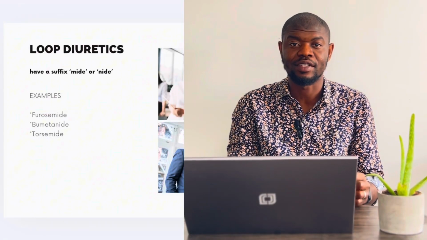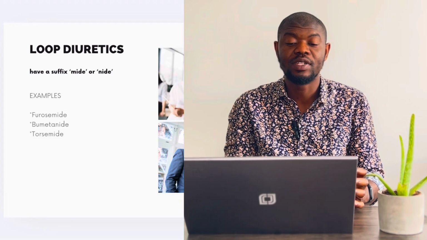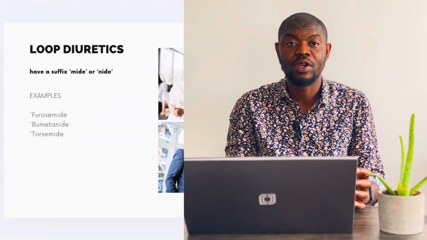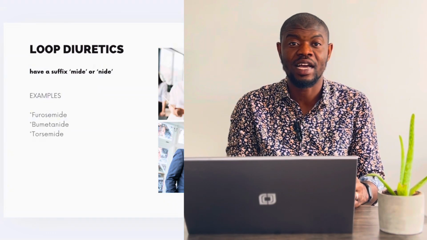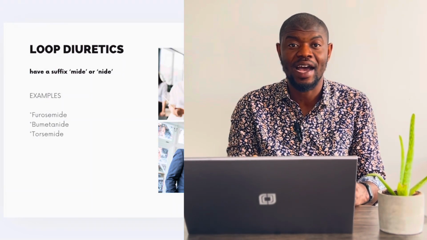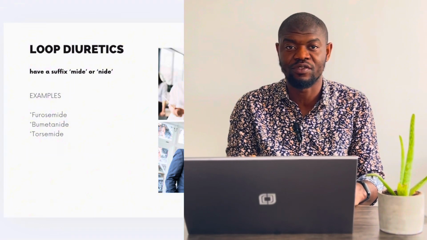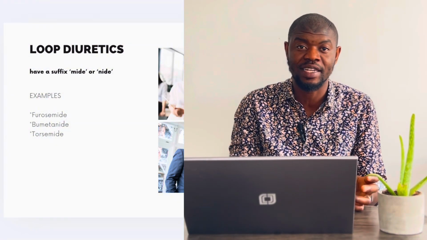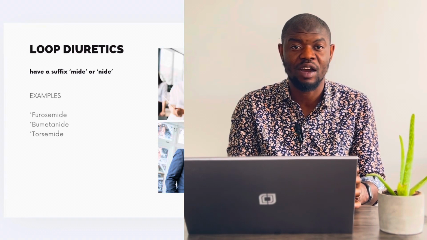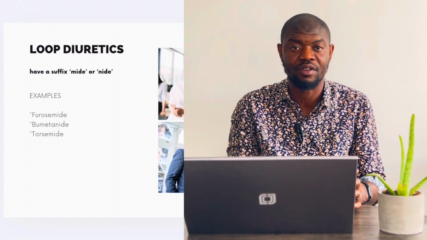Now let's look at the first type of diuretics, which we call the loop diuretics. With loop diuretics, what we know is that they've got a suffix ending in either MID or NID. So you've got medications like furosemide, you've got medications like bumetanide. This group of medications are what we refer to as loop diuretics.